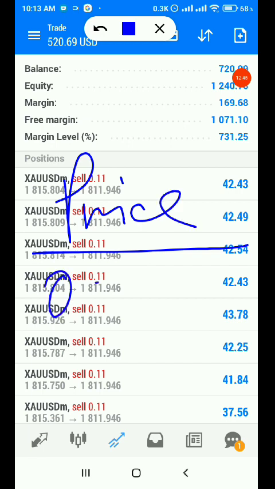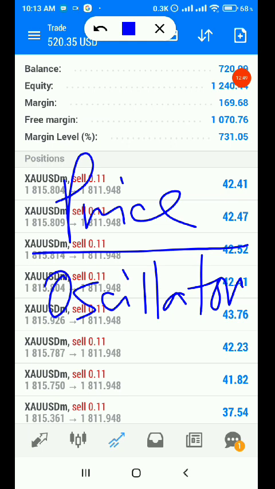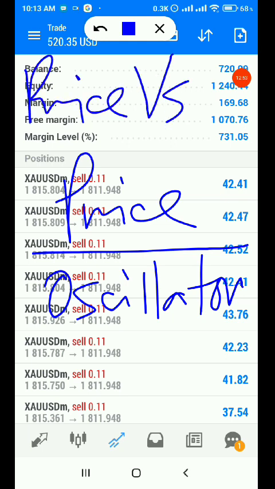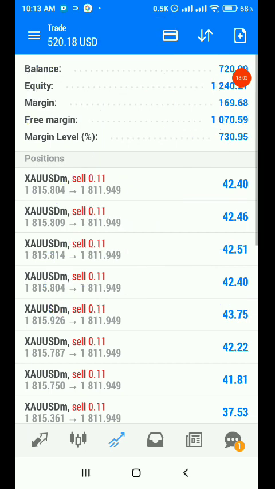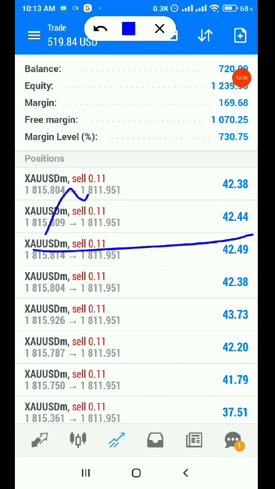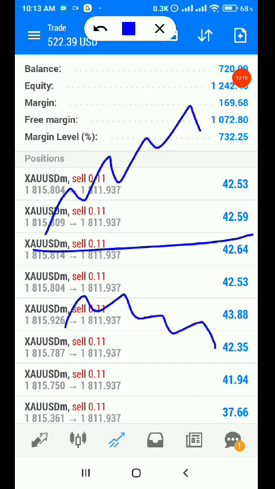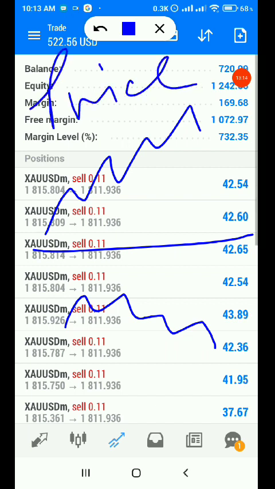Have a look. To identify the divergence, you have to draw lines on price and oscillator. If you add lines on price top, you have to add lines on RSI or oscillator top. If you add lines on price bottom, then in the same way the RSI bottom indicates the divergence.